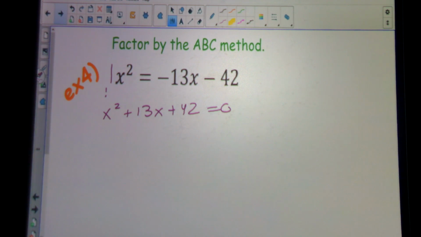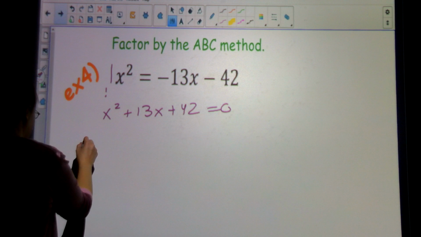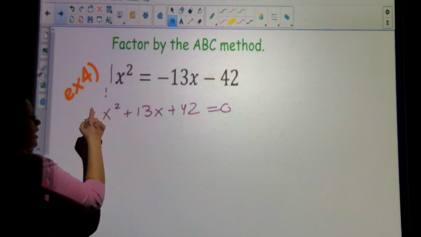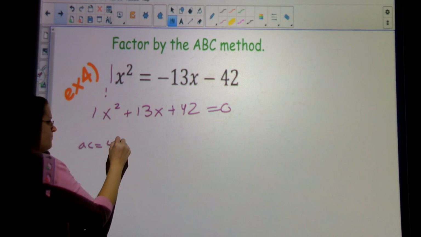Now, I know many of you will do guess and check, and that's fine on a couple things. It's fine as long as you get the right answer. Now, if you're doing guess and check and you're repeatedly messing up, then you're going to have to show work. But a lot of people do not like the guess and check method because, well, it's kind of shaky. You either get it or you don't. It takes some time. The ABC method will work every single time. So what I'm going to do is A times C, which is 1 times 42.